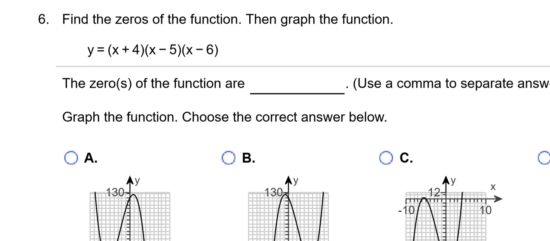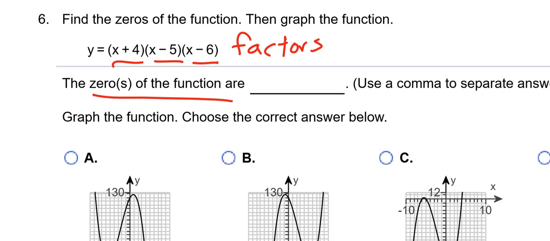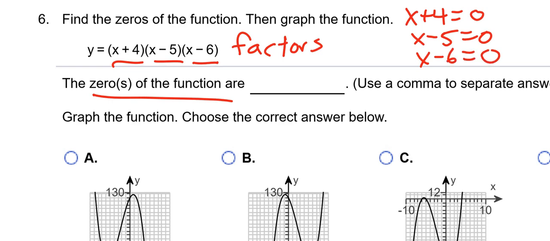Okay, I need you to tell me, these are called factors, right? Does everybody know that those are called factors? The question is asking me about the zeros. So, yes, I know that we could set each one of these equal to 0, which I've shown you many times before, and you probably don't even need to do this now that you've done it so many times. What are the zeros? -4, +5, and +6. A lot of you know that information.